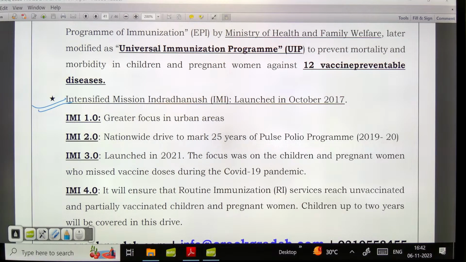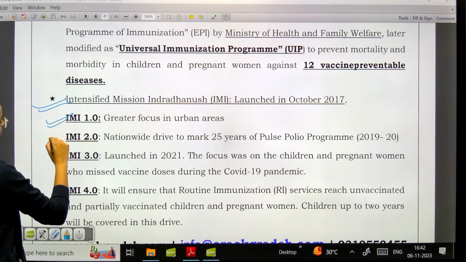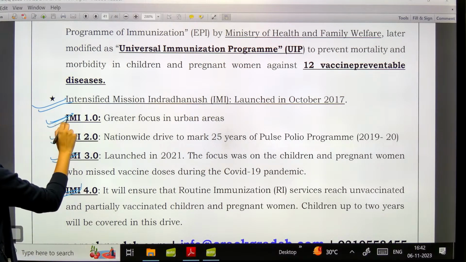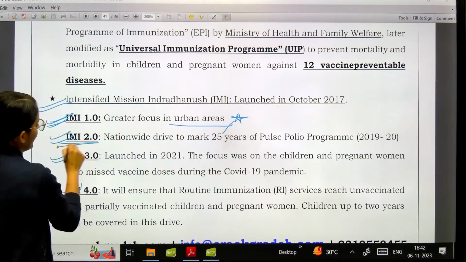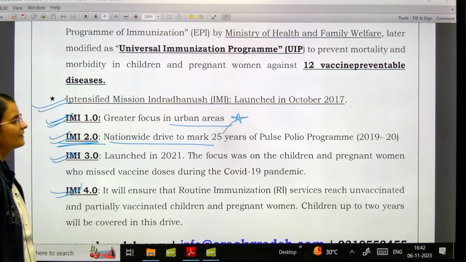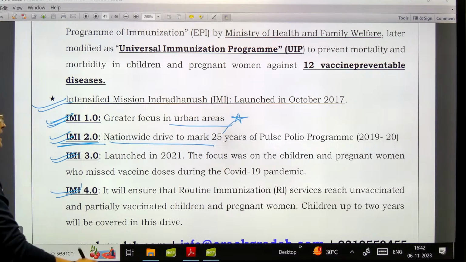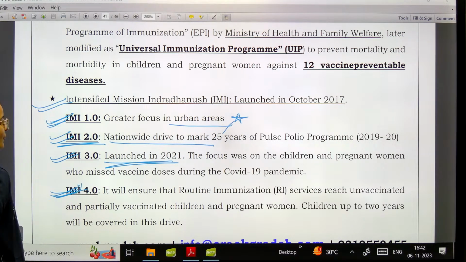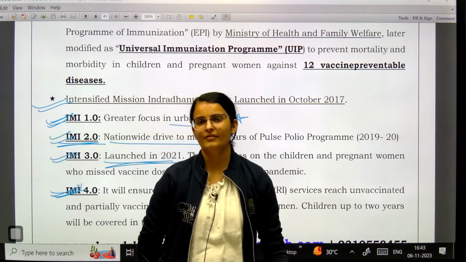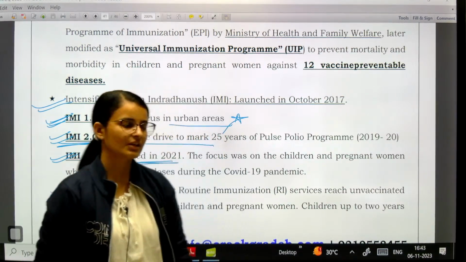Intensified Mission Indradhanush was launched in October 2017. So you should know the focus area of all the IMIs. For IMI 1, the focus area is on the urban areas more. Okay. In IMI 2.0, a nationwide drive to mark the 25th anniversary of the Pulse Polio program. IMI 3 was launched in 2021 and the focus area is on the children and pregnant women who missed their vaccination in COVID-19. And IMI 4.0, so that routine immunization services reach unvaccinated and partially vaccinated children and pregnant women, and children up to 2 years of age will be covered in this drive. That was in 4.0. In 5.0, children up to 5 years of age will be covered. Okay.